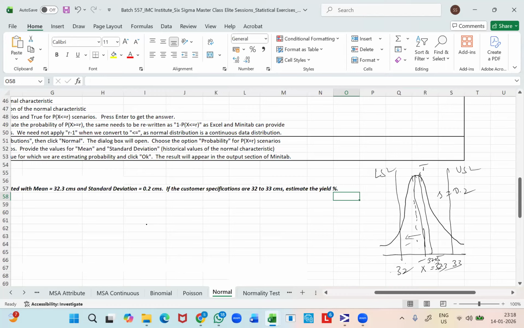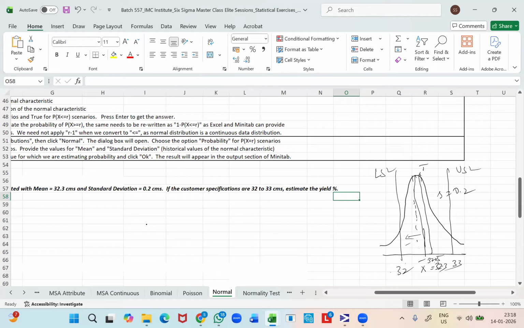So how will you calculate yield? When the unit product adheres to the customer specifications, right? So that will be taken into consideration for the calculation of yield. Yield or accuracy percentage all mean one and the same, right? The defect percentage will be the ones which fall outside the specification limits.